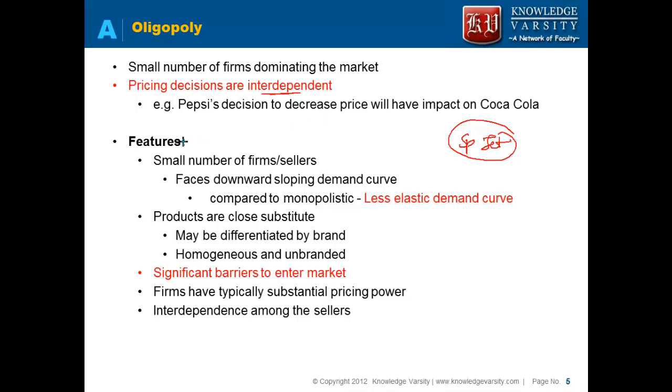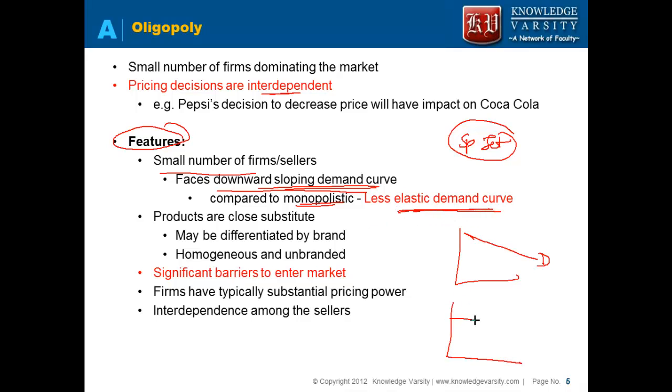Now what are the features in an oligopoly market? There are a small number of firms. This also faces a downward sloping demand curve. Compared to monopolistic competition, the demand curve is less elastic. Note that in perfect competition, the demand curve is like this. It's a perfectly elastic demand curve. That means if you want to sell at a particular price, you can sell any quantity. If you want to increase the price, you will sell zero quantity. So a less elastic demand curve is there.